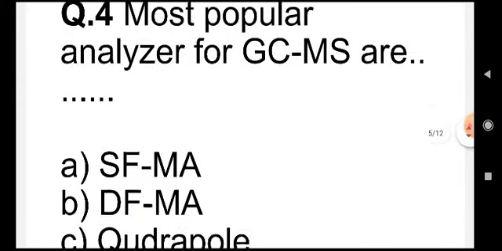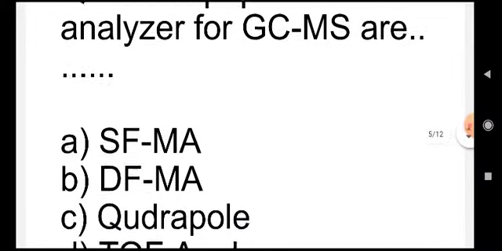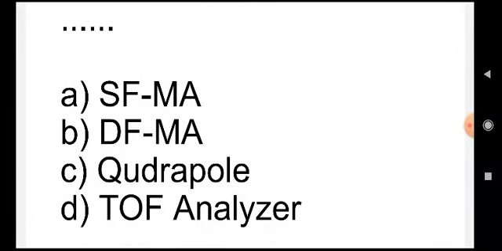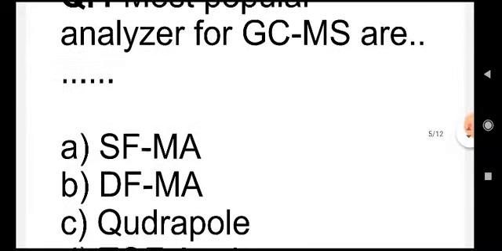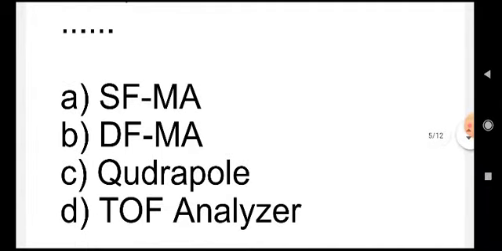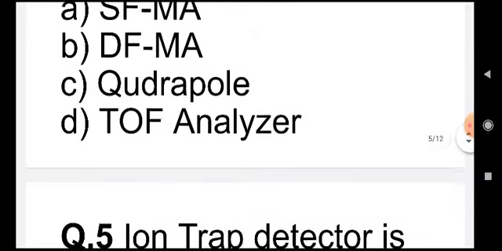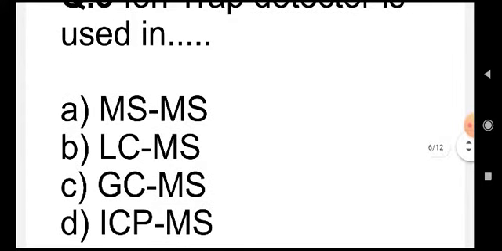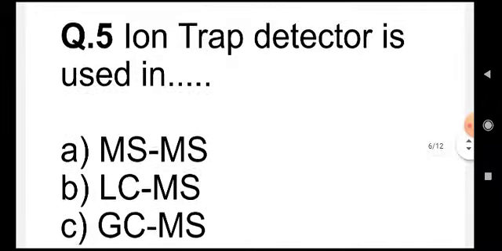Most popular analyzer for GCMS are single focusing mass analyzers, double focusing mass analyzers, quadrupole analyzers, time of flight analyzers. The analyzer which is used usually for GCMS is quadrupole. C is the answer. Ion trap detector is used in MSMS, LCMS, GCMS, ICP-MS. The correct answer is GCMS. Ion trap detector is used in GCMS.